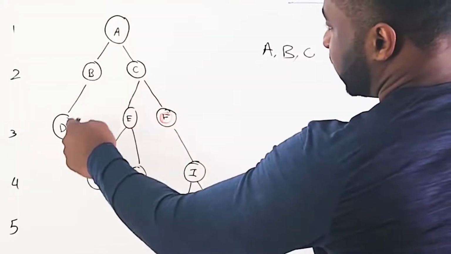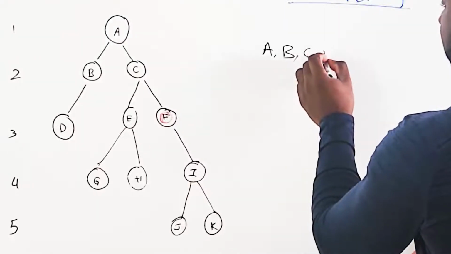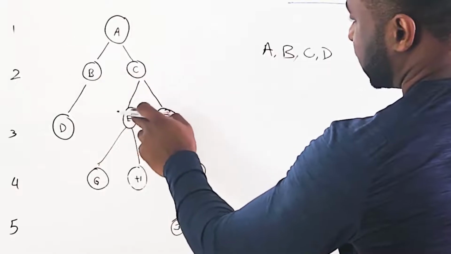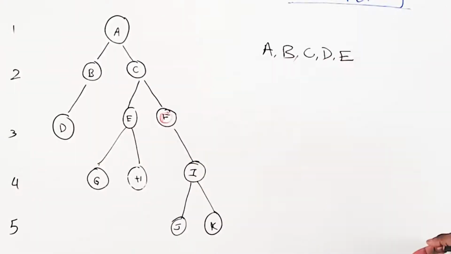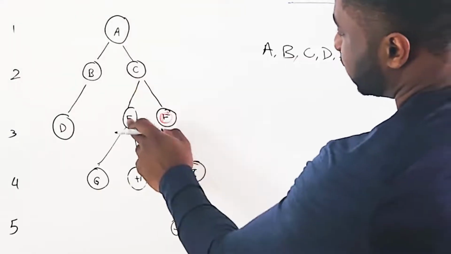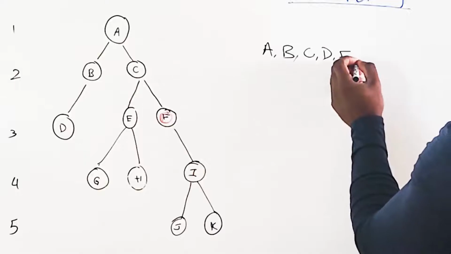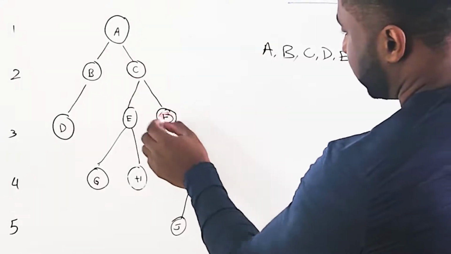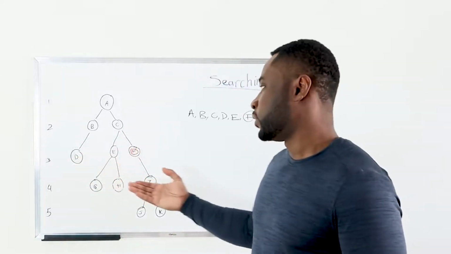So the next level, I'm checking D. Doesn't match what I'm looking for. So now I'm checking the next connection here, which is going to be E. That doesn't match what I'm looking for. So now I'm checking the next connection to this, which would be F. And then I finally find what I'm looking for right here. And this is basically what we call level order traversal.